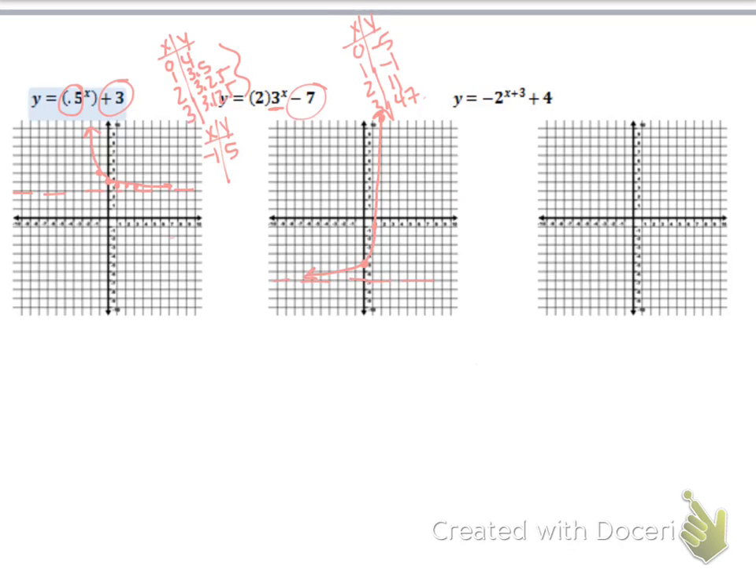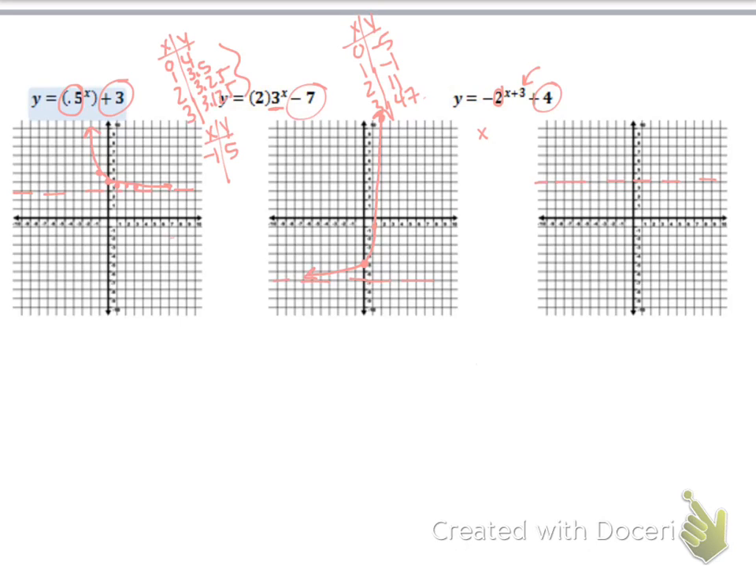Okay, my next one, we have a reflection. We have a left 3, and we have an up 4. So let's do my asymptote at 4 first. So 1, 2, 3, 4. So since there's a reflection, it's actually going to be somewhere down here. That base is 2, so I know it's going to get closer and closer to this side here.